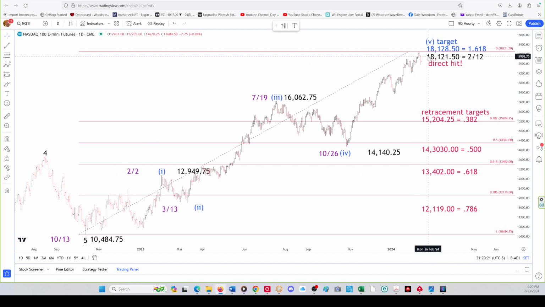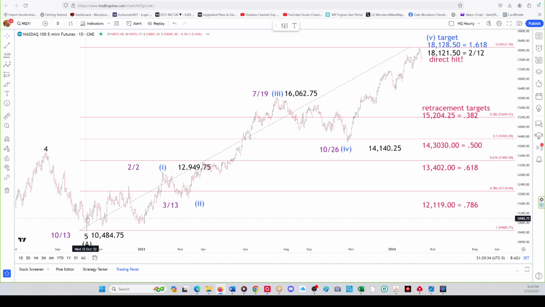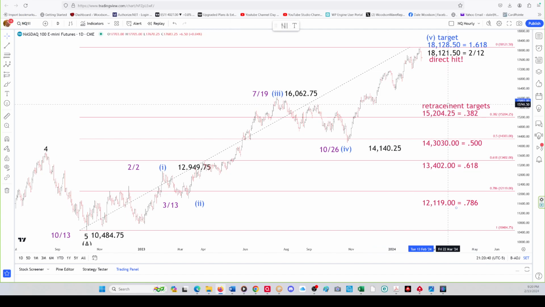Okay, we had a target here of 18,121. It hit 18,128. So within 7 points, that's close enough for a direct hit. We're counting a completed 5-wave rise from the October 2022 low, as you can see there in blue. Okay, so now we need to retrace that.